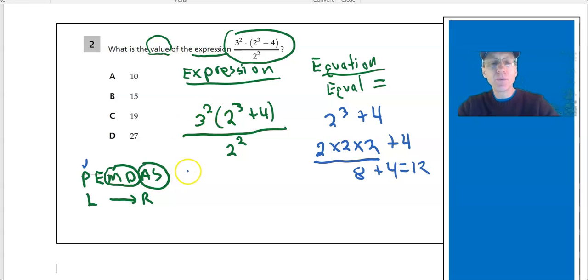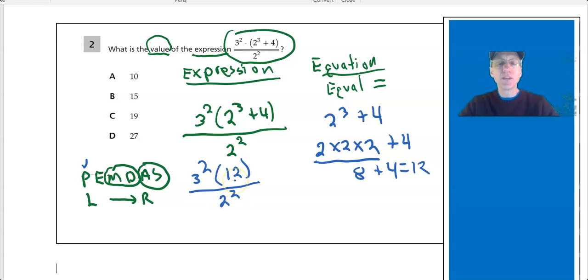So now we're going to come back and rewrite the expression. This is what I would do. I would write it over, just filling in the parts that you have now completed. So this is 3 squared, and then in parentheses we have 12. Then we have 2 squared, like this, at the bottom. By squared, I mean 3 to the power of 2, 2 to the power of 2. Okay? All right, so now what do we do?